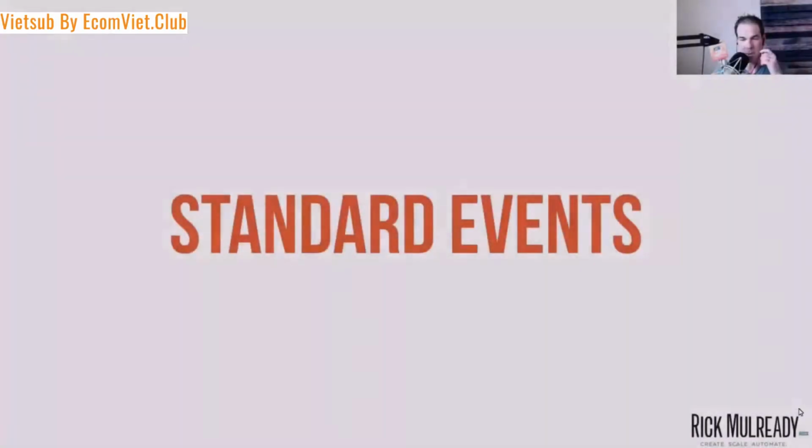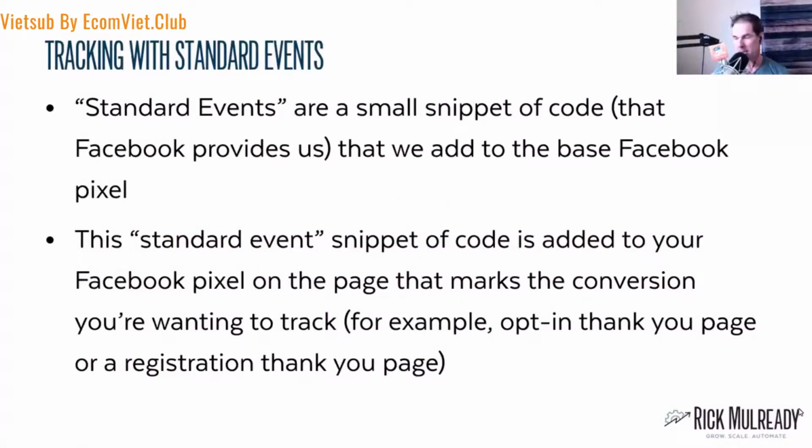In this lesson, we're going to talk about standard events. We just talked about custom conversions in the previous one. Now let's get a little bit more technical for tracking conversions with standard events. So standard events are basically a small snippet of code that Facebook provides us that we add to the base Facebook pixel. Okay, so the Facebook pixel code, we would add a little snippet of code, which is a standard event, to it. And I'll break this down for you.